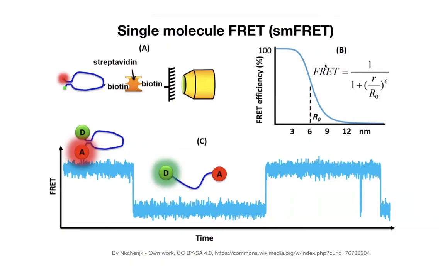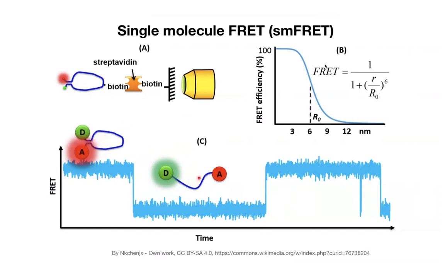Let's look at an example of what some of this data might actually look like in one of these single molecule experiments. Here they have this molecule with a donor on one end and an acceptor on the other end, and it's linked to this slide through biotin and streptavidin. When the molecule is in a conformation in which the donor and acceptor are close together, you're going to see FRET. And when they come apart, you're going to lose that FRET.